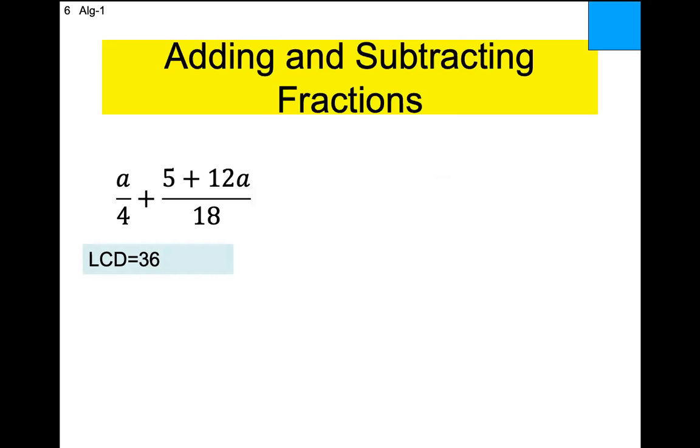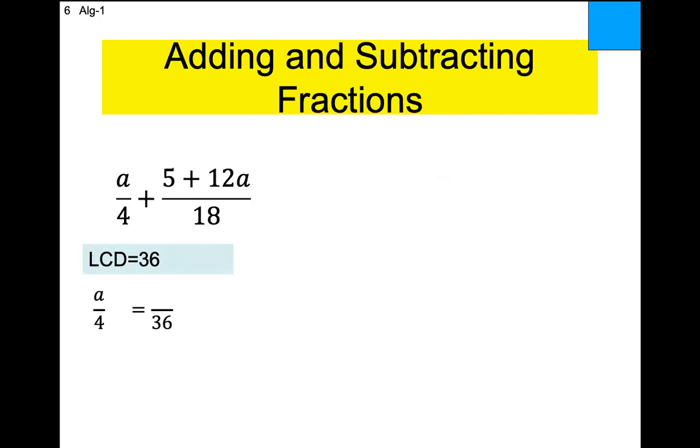What times 4 is 36? No, sorry. 9. So we need to multiply top and bottom by 9. That's not too bad. 9 times A, and that gives me a 36. If you need to write it out, this is what the scratch work would look like. And by the way, this is what your homework was. This is why they had you do it, if you were wondering yesterday why did I do that. Because you use it the very next day.